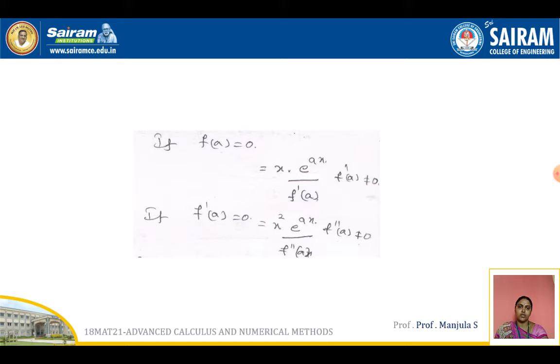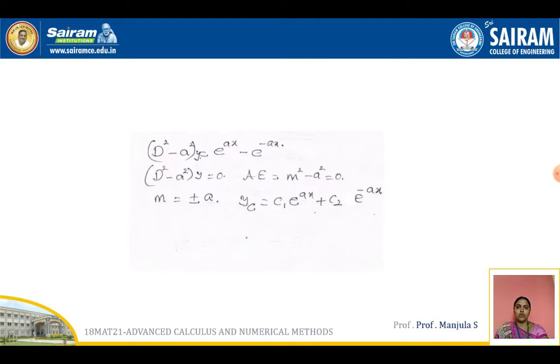Suppose the denominator is 0, then once again we have to apply the same procedure. Like before, we multiply the numerator by the independent variable x, and differentiate the denominator one more time with respect to D and replace capital D by a. So finally we should get some finite term in the denominator, other than 0. This is the procedure we use to find the particular integral of type 1, where the exponential term is of the form e to the power ax.